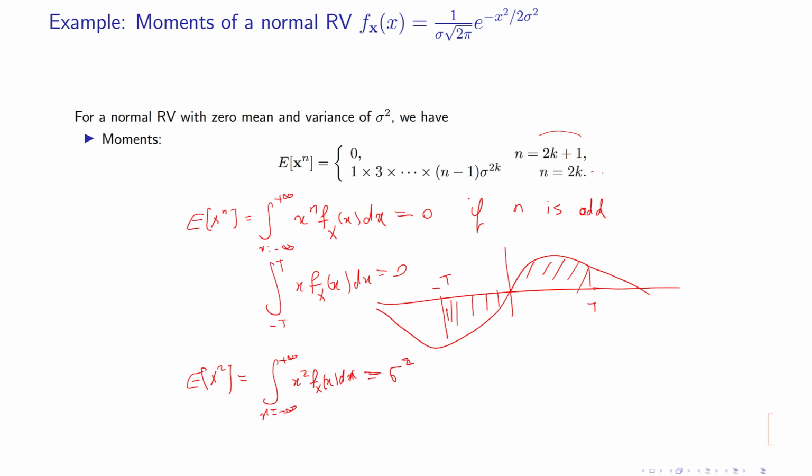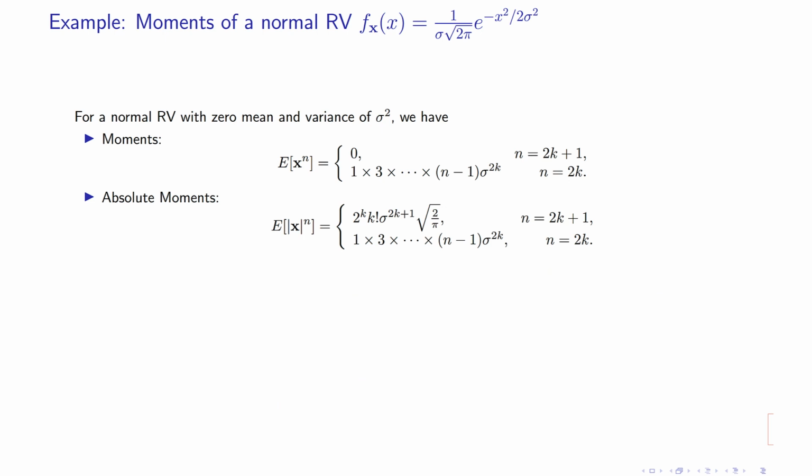This shows that this expression is correct, because if n is equal to 2, then k is 1, and you get sigma to the power of 2, and then you have 1 times, and you don't have these terms anymore. Now if you put n equal 4, the mean of x to the power of 4, you get 1 times 3, and then sigma to the power of twice times 2, which is 4. So it is equal to 3 times sigma to the power of 4. This expression is very important.